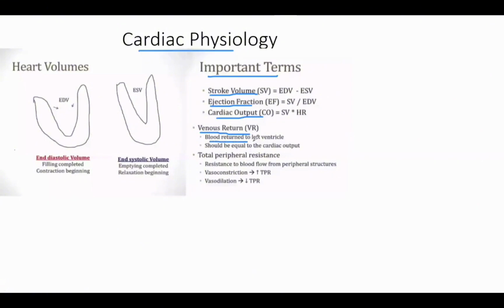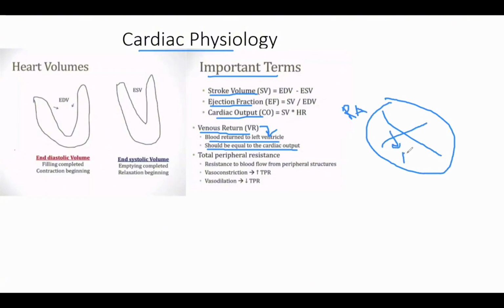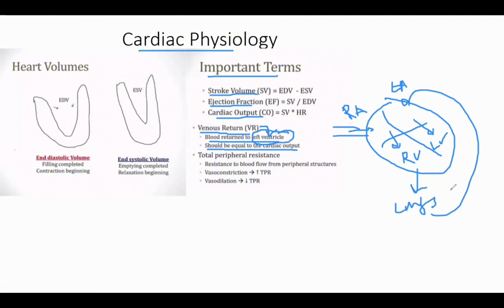Venous return. Venous return is the blood return to the left ventricle, and it should be equal to the cardiac output. Now, how does this venous return come to the left ventricle? The blood comes to the right atrium, and from the right atrium it goes into the right ventricle, from the right ventricle into the lungs, and from the lungs into the left atrium, and eventually into the left ventricle. This return of the blood should be equal to the cardiac output, that is the amount of blood which is ejected from the left ventricle during 1 minute. So this venous return and the cardiac output should be equal for normal physiological function.